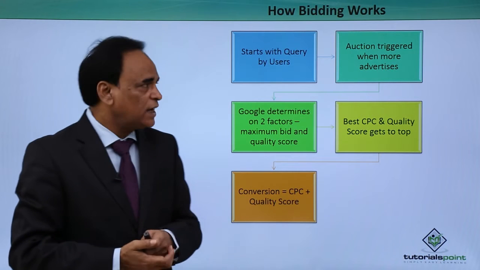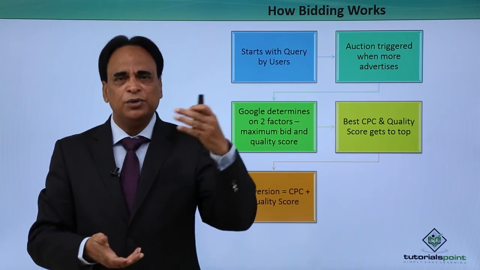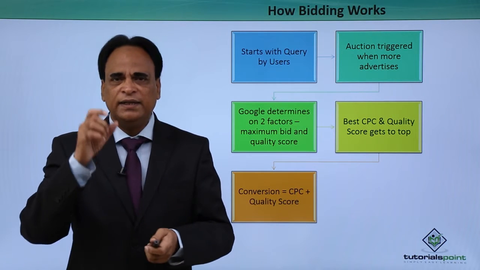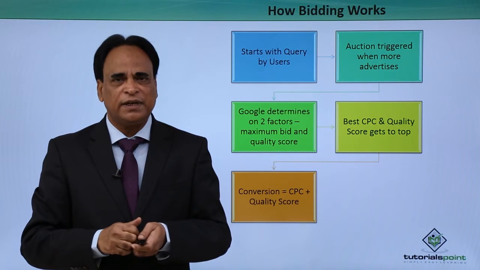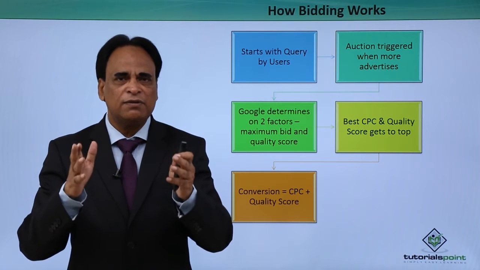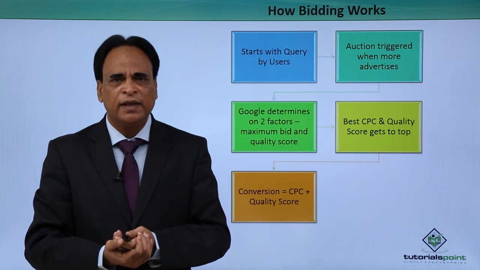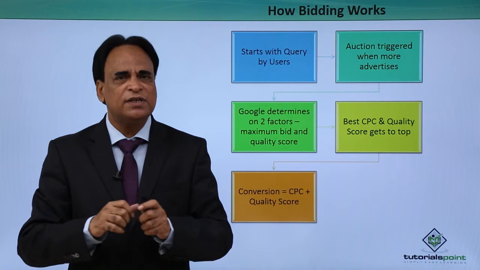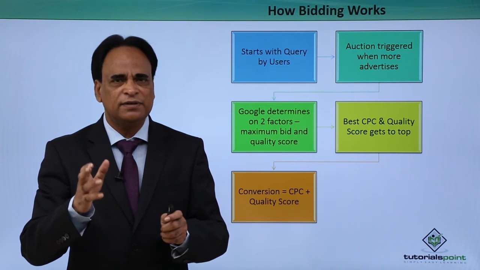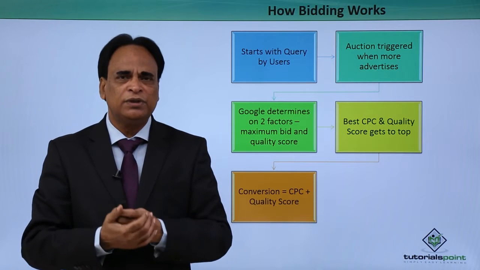How bidding works actually starts with a query by the user. A user has come to Google and typed a keyword, let us say Google AdWords training. There are a lot of companies offering Google AdWords training, with more or less the same bidding. Their price for each keyword is more or less the same. It could be $10. Say there are 2 to 3 different companies.